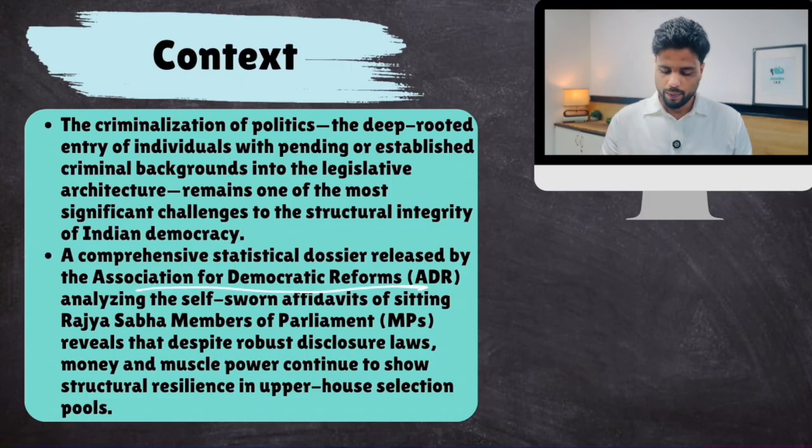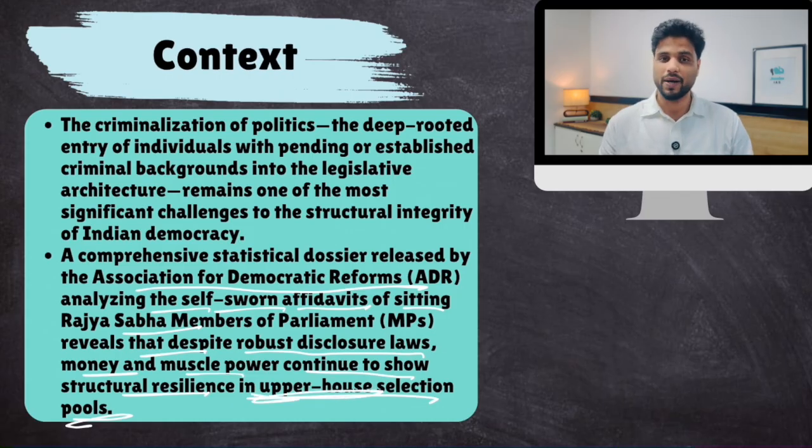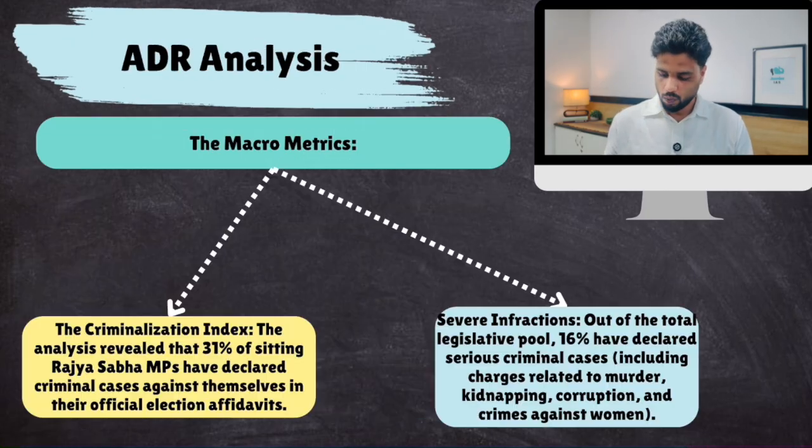So the Association of Democratic Reforms, analyzing the self-sworn affidavits of sitting Rajya Sabha MPs, reveal that despite robust disclosure laws, money and muscle power continue to show structural resilience in the upper house selection pools. It's not just the lower house. Even the Rajya Sabha is not free from politicians having criminal cases. Okay, what did they say? How did they measure this?